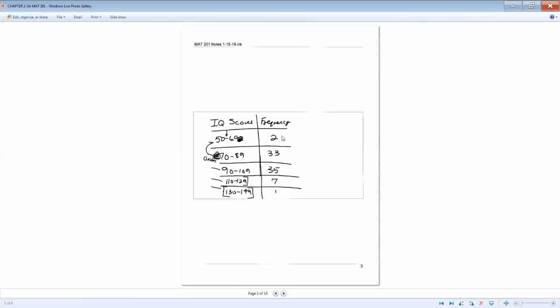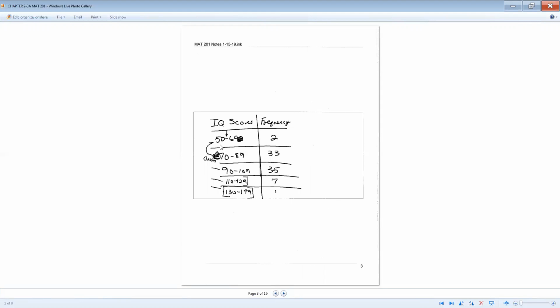And here we have frequencies. In other words, according to this data set, we don't know what data values actually show up in those classes. We just know that two data values are between 50 to 69 inclusive. 33 values are between 70 to 89. 35 between 90 and 109. 7 data values between 110 and 129, and then one data value out of the data set is between 130 and 149 inclusive. So we don't know exactly what they are. We just know how many data values fit these categories, these classes.